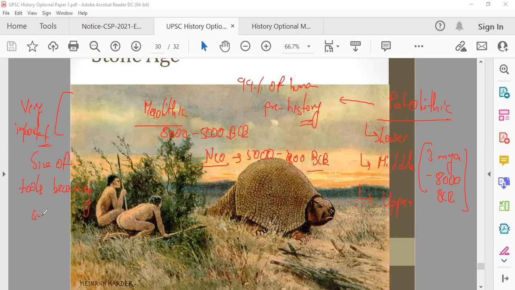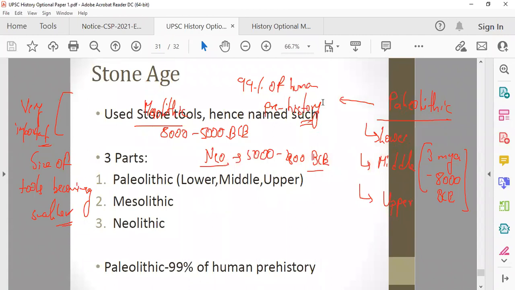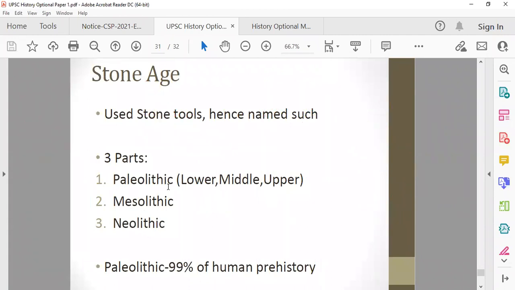Becoming smaller and more refined. So that is the basic point here, right? So this is what we are talking about. Stone Age, use of stone tools. These are the three parts: Paleolithic, Mesolithic, Neolithic. Paleolithic, lower first, then middle, then upper. Almost 99% of human prehistory.